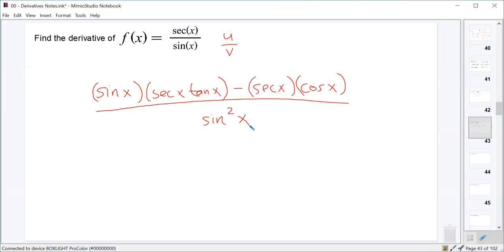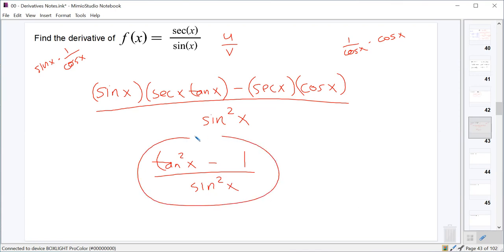And we can simplify this down a bit, I would think. If we have sine x and secant x, sine x times secant x is the same as sine x times 1 over cosine x, which would be sine over cosine, which would be tangent. So we've got a tangent x from these 2 terms here, and then times another tangent x would be tangent squared x. So we've got tangent squared x minus, and then secant times cosine, that's 1 over cosine times cosine, which would just be 1. So we have tangent squared x minus 1 over sine squared x. And that's it.